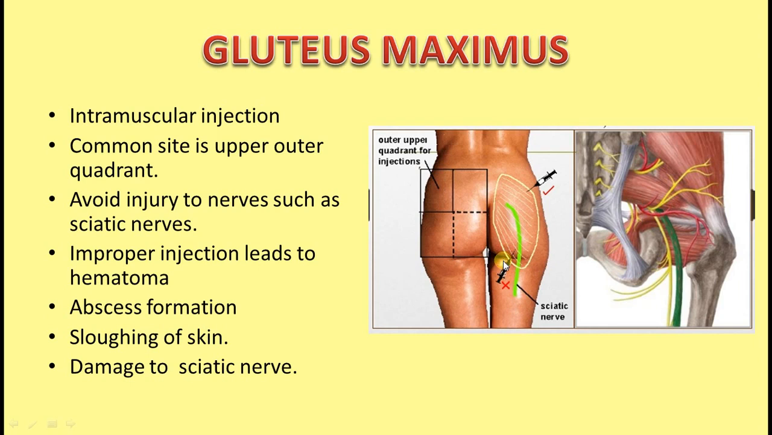Then swelling of skin takes place. So this all takes place. Any site of injection, if the injection is not given properly, abscess formation or hematoma and swelling of the skin, sloughing of skin takes place. So most common site is, if you divide the gluteal region into 4 quadrants, mainly it is the upper outer quadrant. It is very safe to give intramuscular injections.